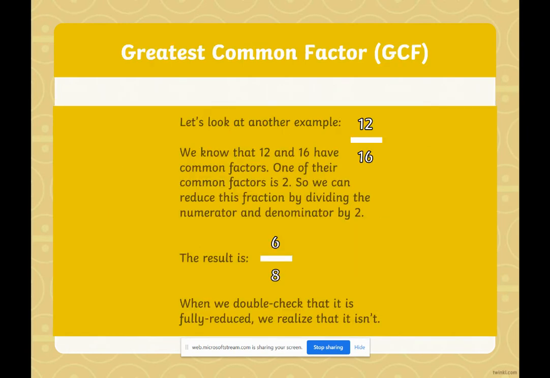Let's look at another example. We've got 12/16. Oh, it's given us our answer, but that's okay. So we know that 12 and 16 have common factors. Well, they're both even numbers, so they will certainly share 2.